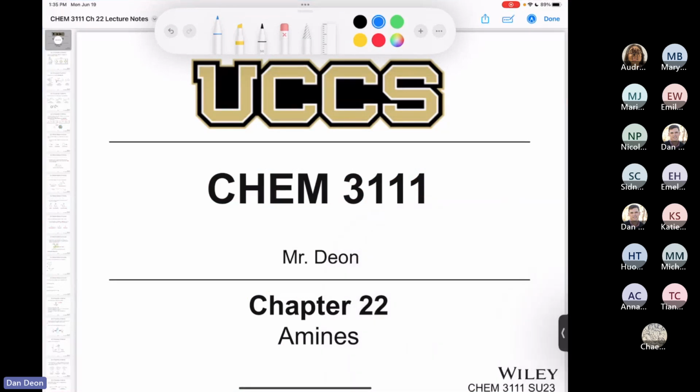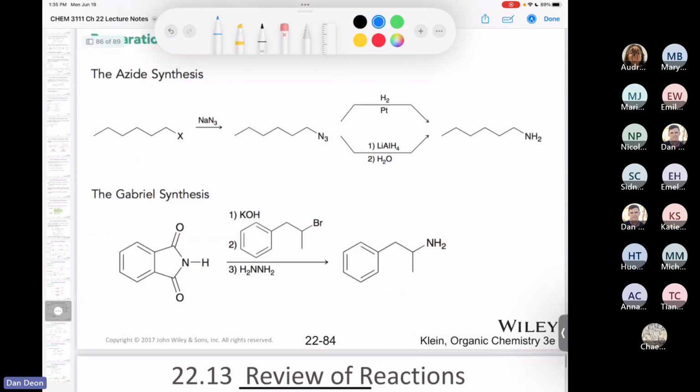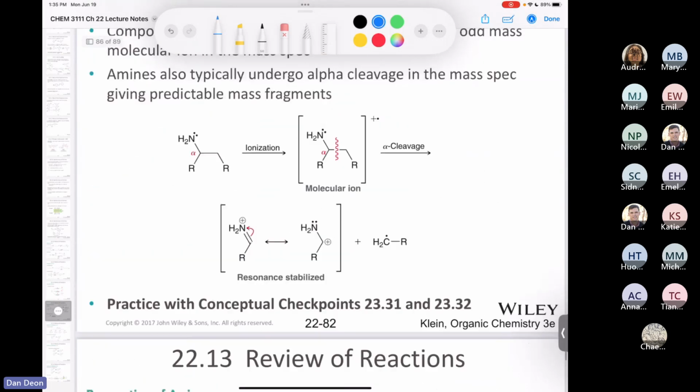Here we are in chapter 22. That means we've covered the big chapters 18, 19, 20, 21. And there are some reactions to memorize in this chapter. Oh, believe you me, there are. So if we go all the way down to the end of the chapter, you can see here, if I just look at the review of reactions, oh boy, there's quite a few here.